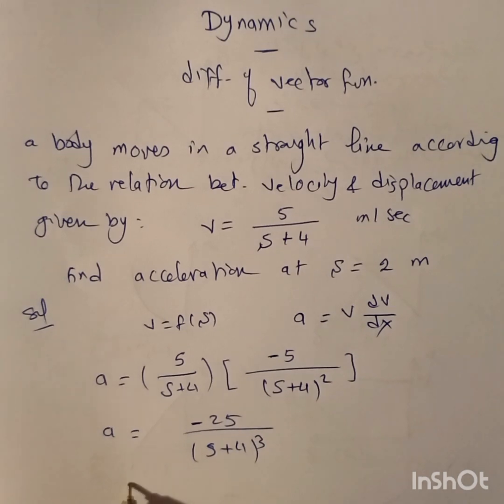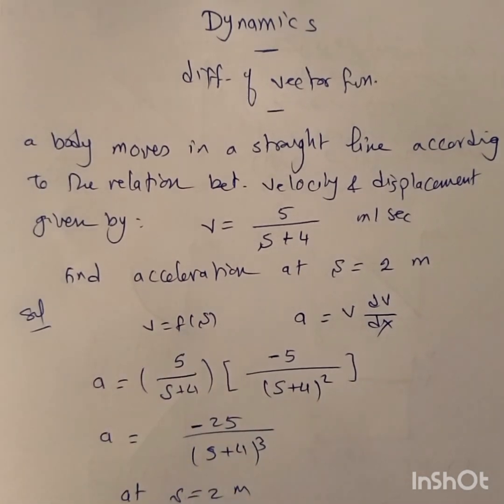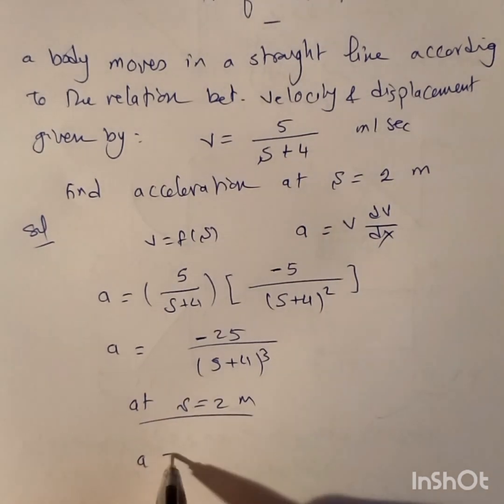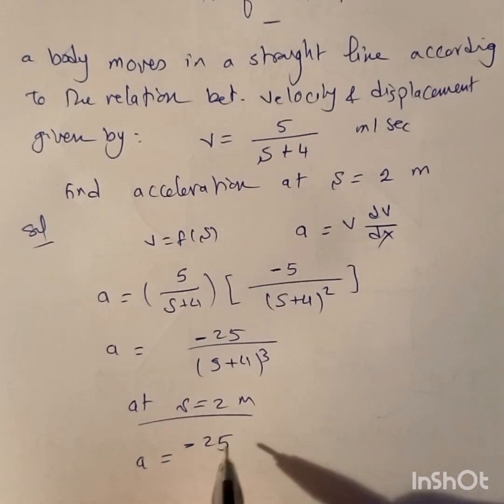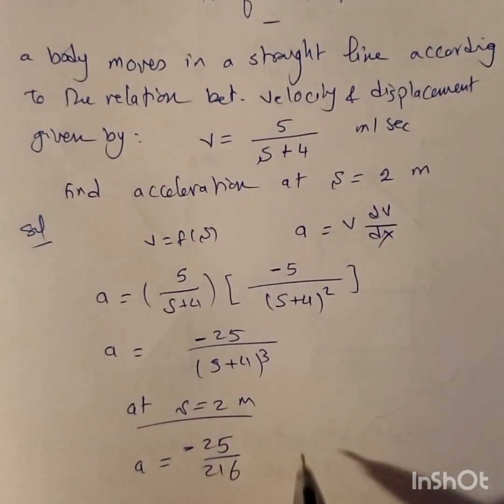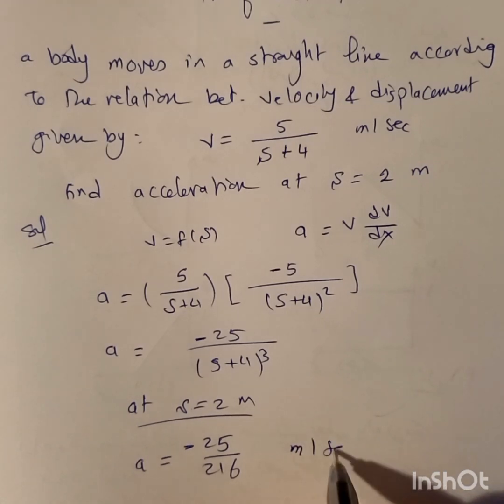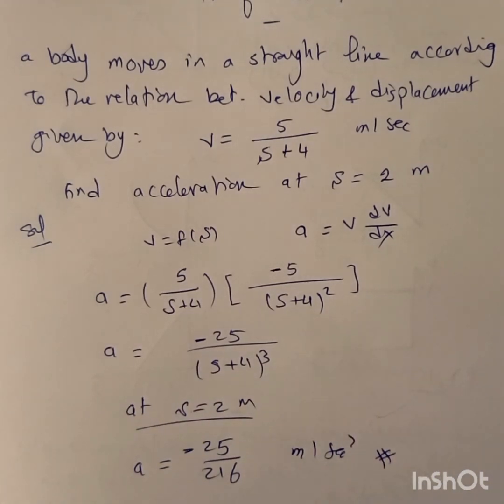Okay, then at s equals 2 meter, you can substitute here. Then acceleration equals negative 25 over 216 meter per second squared, and this is required to find.